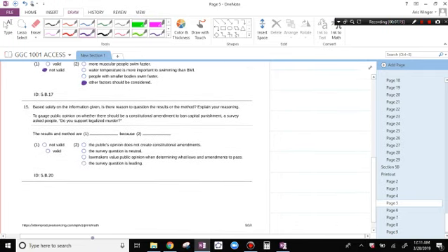Question or not question. To gauge public opinion on whether there should be a constitutional amendment to ban capital punishment, a survey asks, do you support legalized murder? The results and method are not valid because the survey question is leading.